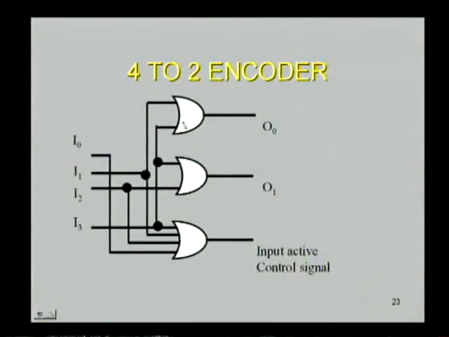Here you see, except for this OR gate, the other circuitry is similar to the previous circuit diagram, and this is a 4 input OR gate, and all I0, I1, I2 and I3 are connected as inputs to this OR gate, and its output is called the input active control signal. If this is 0, the output of the encoder is invalid, and when one of the inputs is high, then the OR gate output will be high, hence the code present at the encoder output will be valid.